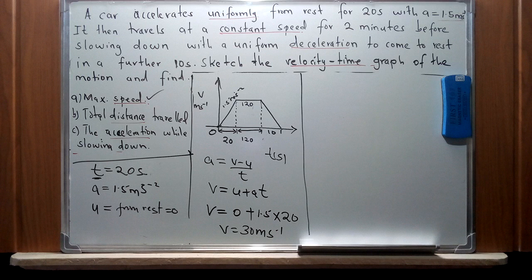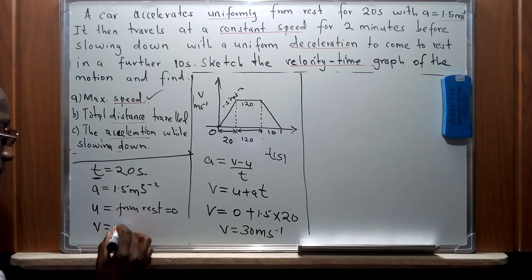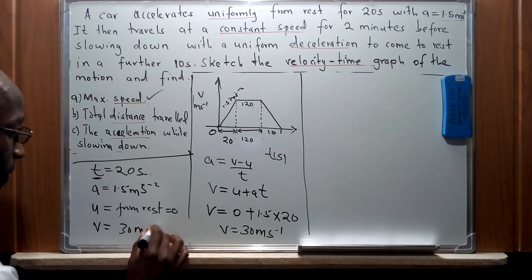The second one was to find the total distance traveled. So the total distance that was traveled can be calculated using, of course, two sets of equations. Since we have been able to find this information, we now have v, which is 30 meters per second.